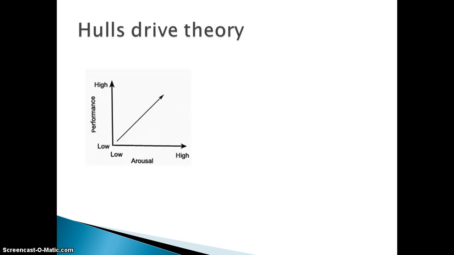Hull's drive theory. This demonstrates a linear relationship between performance and arousal. This means at low levels of arousal, performance is low, and performance increases in line with an increase in arousal. This is shown in the graph. As you see in the graph, if you've got low levels of performance, it tends to say that you'll have low arousal, but as you have better or higher performances, the arousal will go up with it.